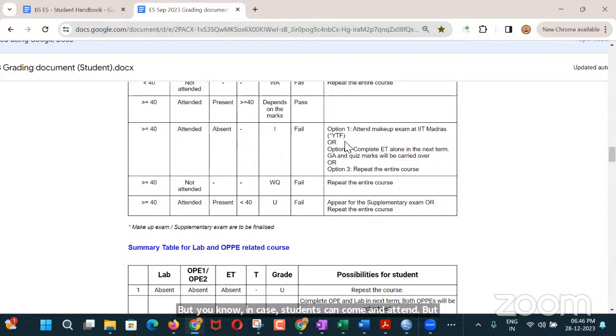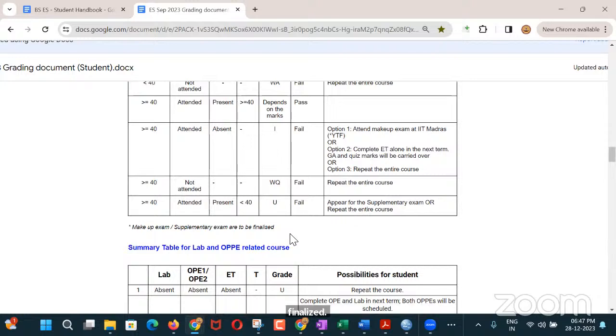Maybe in future terms we will conduct exams here for those who have failed in the exam. You can come here and attempt the exam. We are still working on that, still discussing that particular aspect. If that is the case, then you can attend this makeup exam at IIT Madras campus, so that you don't have to repeat the entire course. That's why we have mentioned here that this is yet to be finalized.